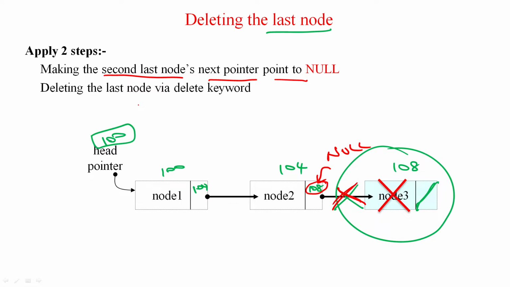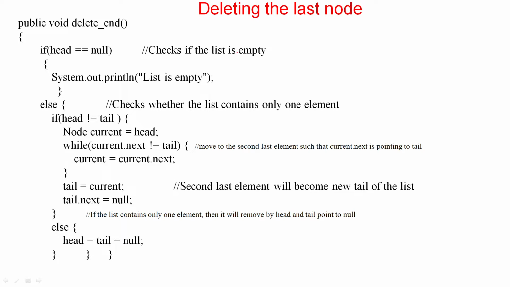That is the way. Here you see, initially we are checking whether head equals null or not. That means whether the list is available or not. If head is null, then the list is empty. But here we are having nodes.